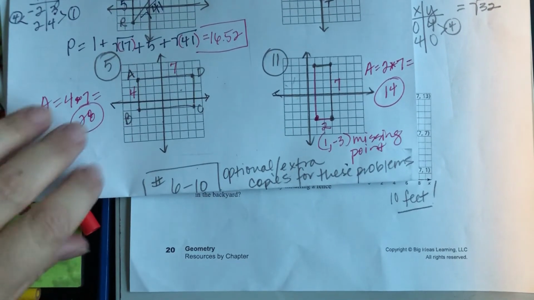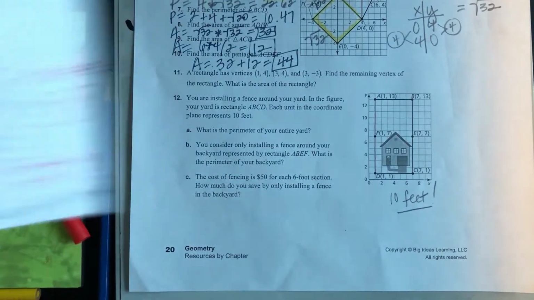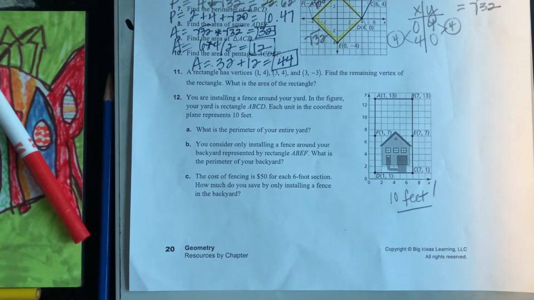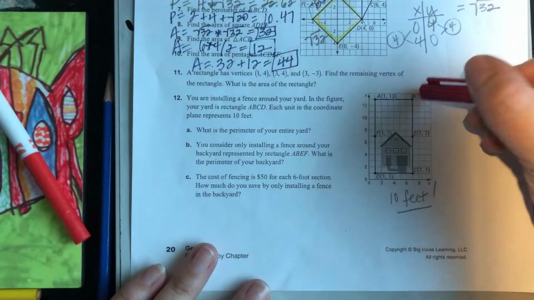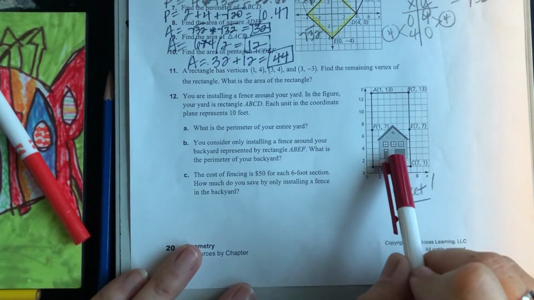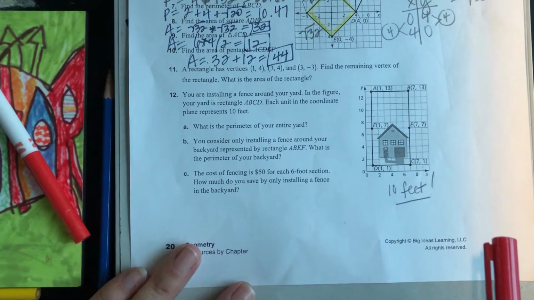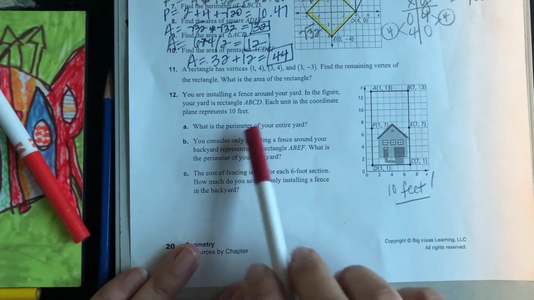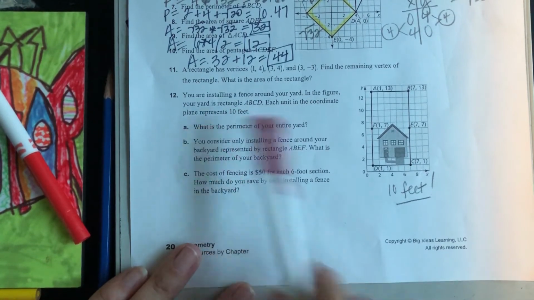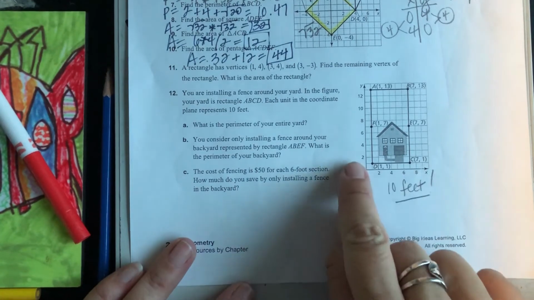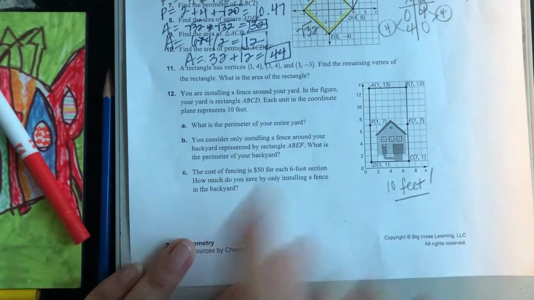Now problem 12, this is the backyard problem, right? The yard, yes, exactly. You're installing a fence around your yard. In the figure, your yard is a rectangle ABCD. Whole yard, this actually looks like my yard. Like my house sits in the front of my yard like this. My lot size is half front yard, half back. My house sits up front. Each unit in the coordinate plane represents 10 feet. So this is 20, 40, 60, 80, 20, 40, 60, 80, 100, 120.